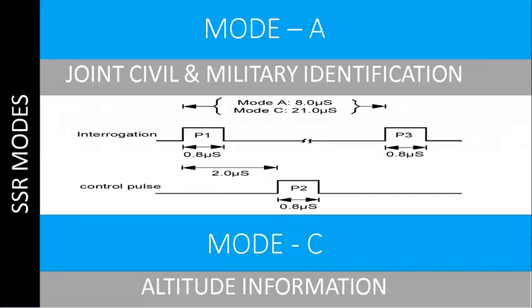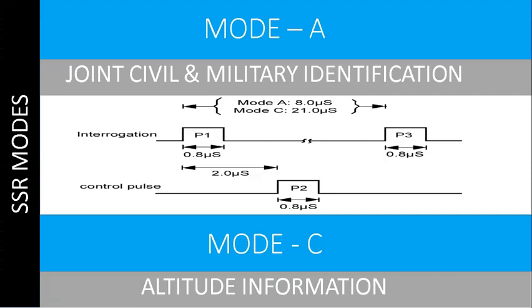Modes of interrogation. The International Civil Aviation Organization has proposed standard spacing for the civil modes. The SSR interrogation format, which is also known as uplink format, consists of two pulses, P1 and P3. This determines the mode of interrogation. If the P1, P3 timing is 8 microseconds, a Mode Alpha, which is known as identification, response is expected.